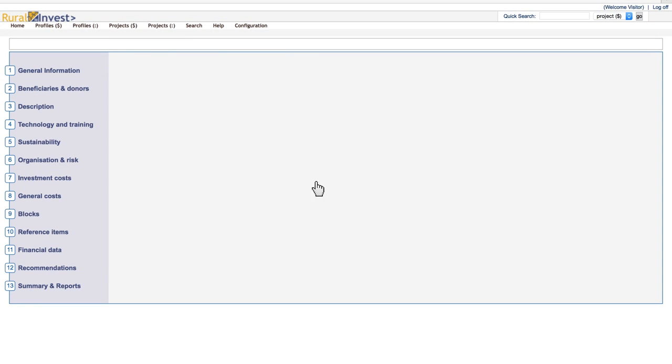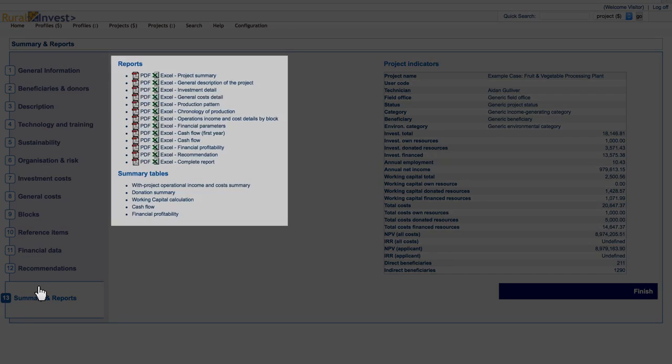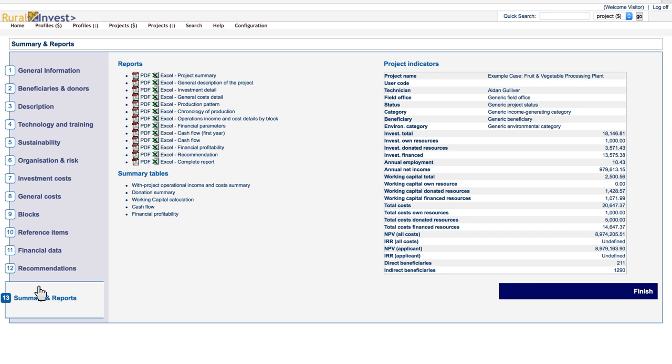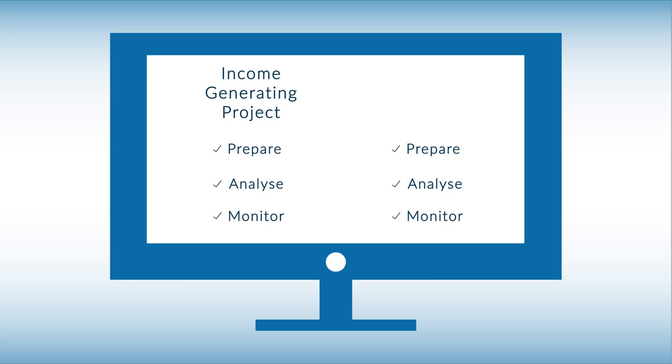This tutorial aims to assist Rural Invest practitioners in understanding key sections and indicators of the reports generated when data entry is completed. In particular, it would help users to identify and correct common errors which can be seen in the generated reports. The Rural Invest software provides a tool to prepare, analyze, and monitor the output of income-generating and non-income-generating projects from simple project profiles to fully designed projects.